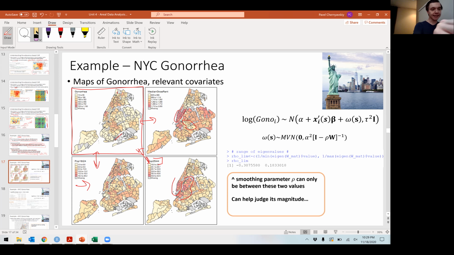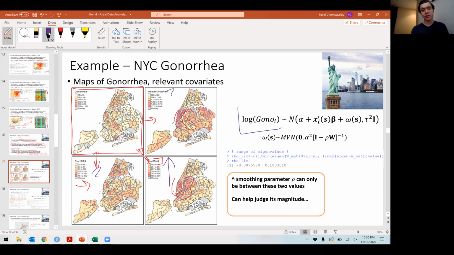So I'm expecting a positive association with this variable, and I really don't know how median rent and population 18 to 24 will correlate when we adjust for things together, including a spatial latent effect on the scale of neighborhood, and how that will be associated with the gonorrhea rates.